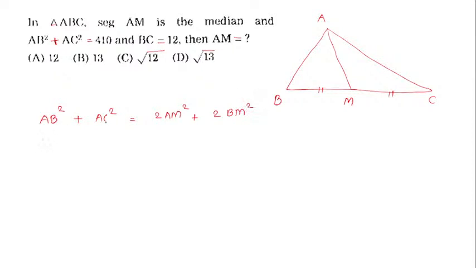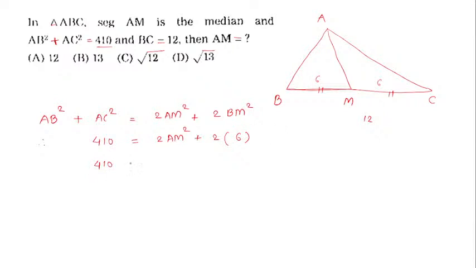Now the value of AB square plus AC square is given to be 410. So we'll replace here the left hand side by 410, that is equal to, we have to find AM, so we should take 2 AM square as it is plus 2 into BM square. Now we have to use BM here, but BM is not given. Instead of that, BC is given. So if AM is the median, M must be the midpoint of segment BC, and BC is 12. That means each of these two segments, BM and CM, must be of length 6 cm. So BM should be replaced by 6 bracket square.